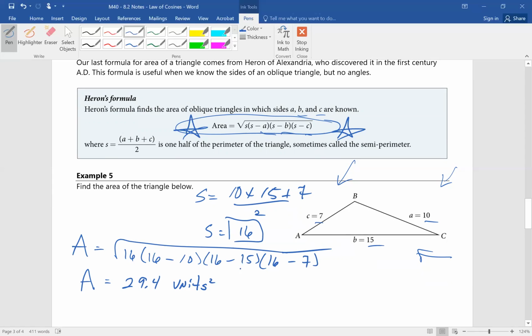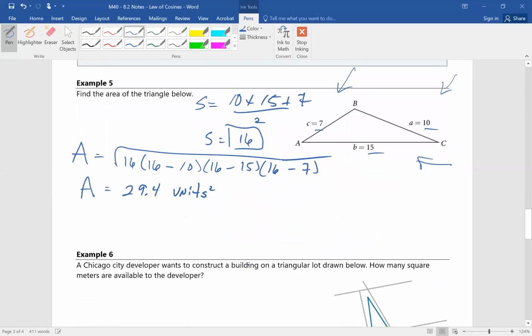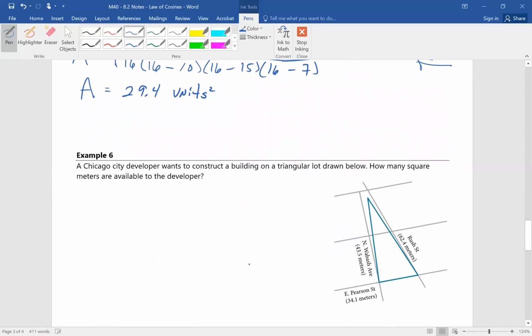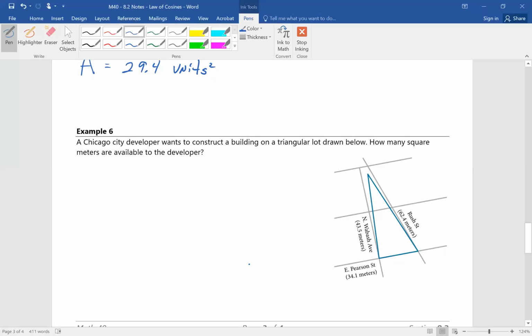Now let's apply this to a more real-life scenario. The only thing I know of triangular shape is from the cartoons or the Avengers or New York City with the Marvel comics. A lot of times they have those triangular-shaped buildings. Let's say you wanted to make a building on a triangular lot with dimensions 31, 43.5, and 62.4. If you wanted the area, you'd do the same thing.